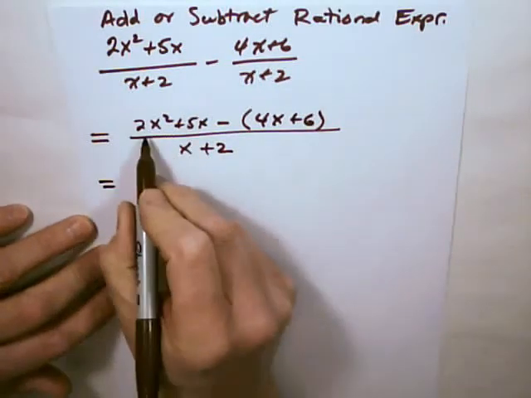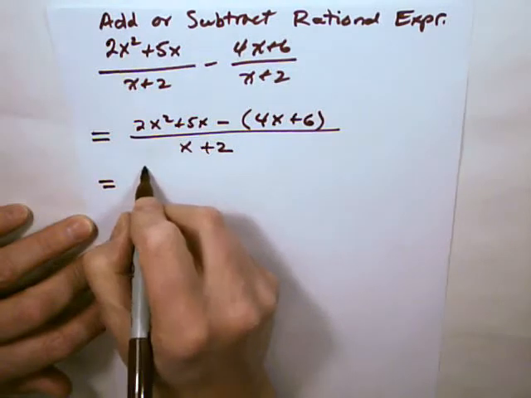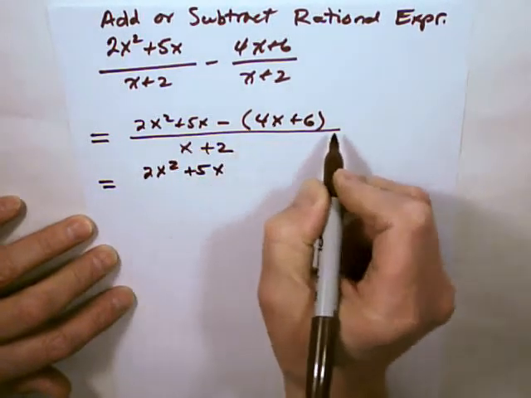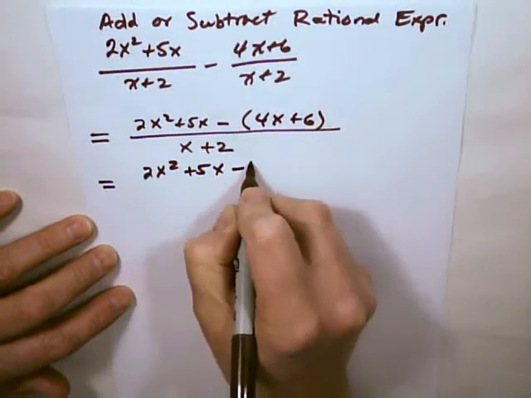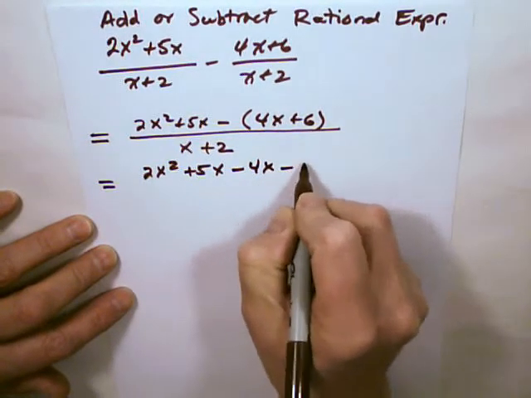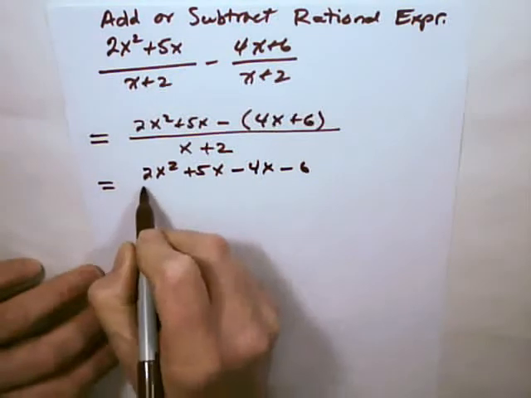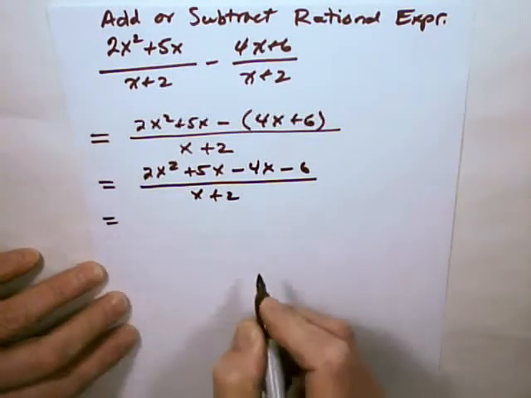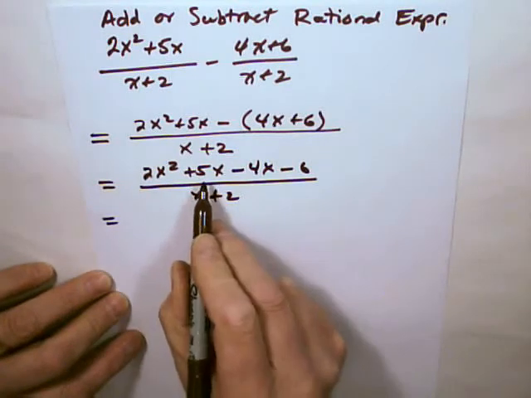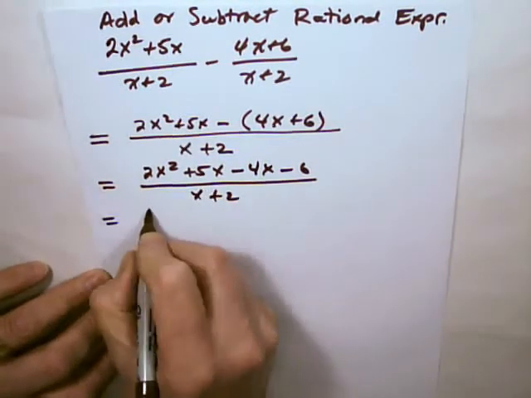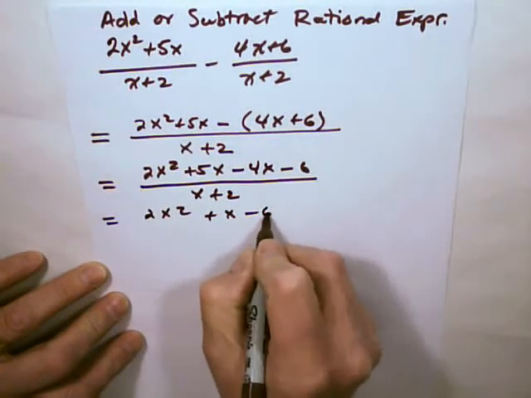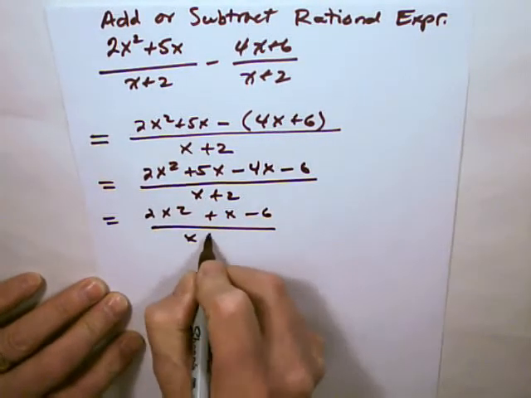Now I'm going to work on simplifying the numerator. Let's expand, get rid of the parentheses, that is, distribute the negative sign over the expression, carrying the x plus 2 in the denominator the entire way. Now I notice that I have like terms here, so I'm going to have 2x squared plus x minus 6 all over x plus 2.